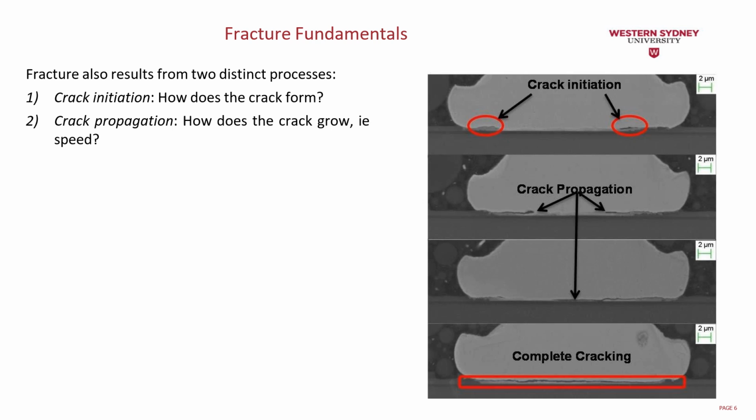Fracture also results from distinct processes like crack initiation, which is how the crack forms, and crack propagation, which is how the crack grows, specifically the speed of the growing. So crack propagation is when the crack has already formed, and it is about how it is going to increase and grow and what will be the speed of this growing.